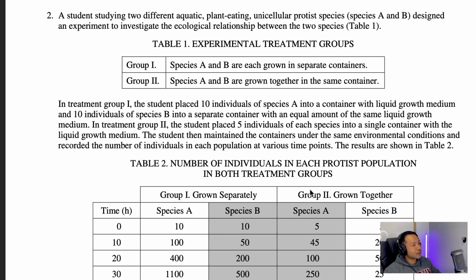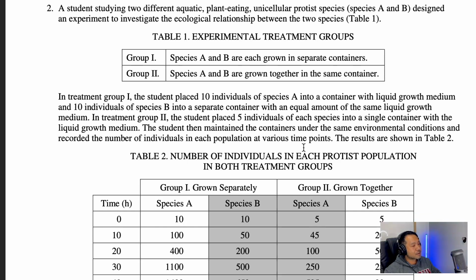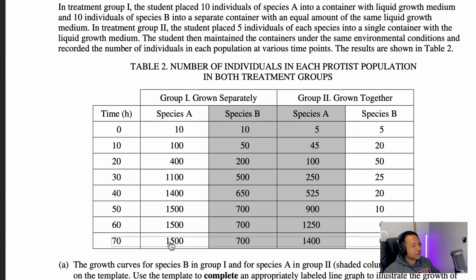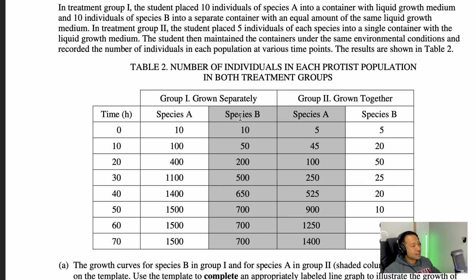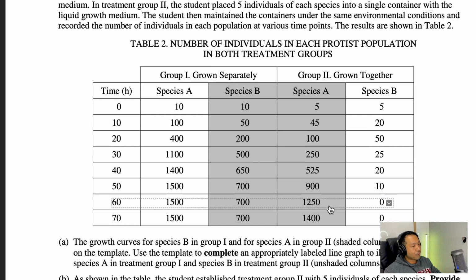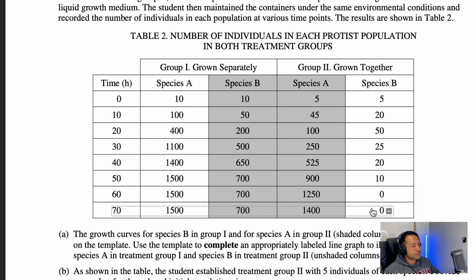And here we're looking at protists, and it looks like populations, right? Because take a look at this. This table shows that you have time over here on the left, and then you have group 1 where species A and B are grown separately, group 2 grown together, and we have the population numbers: 1,500 for species A, 700 for species B grown separately, and then grown together, 1,400 for species A, 0 for species B. Ooh, okay, so what's going on here?